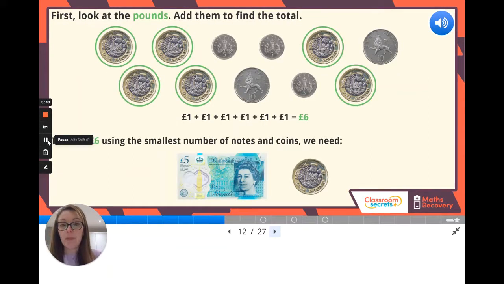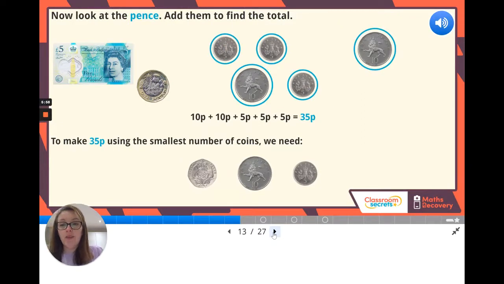So if we first look at the pounds and we add those together, we can see we have £6. So using the smallest number of notes, we could use a £5 note and a £1 coin, and that would give the same total of £6. Then if we look at the pence, we can add them together to find the total. So we have two 10p coins plus the three 5p coins, which total 35p. And to make 35p using the smallest number of coins, we need a 20p coin, a 10p coin and a 5p coin.